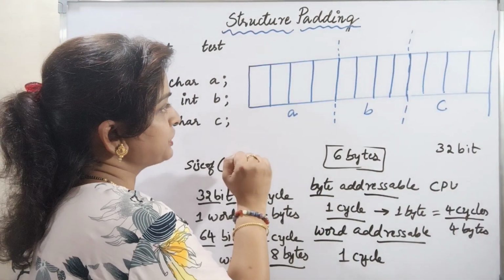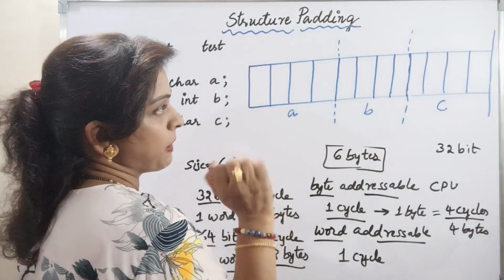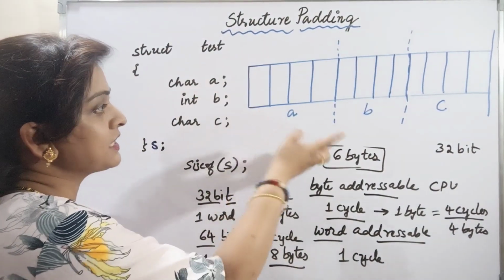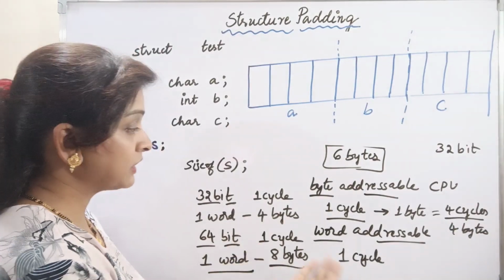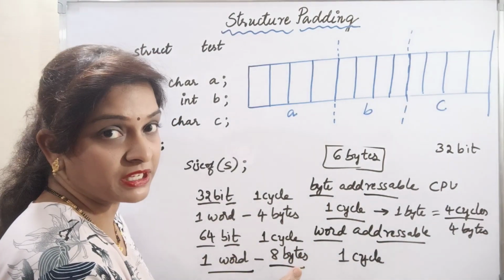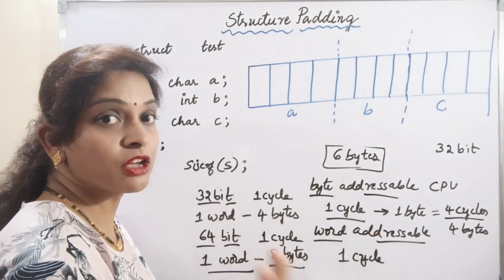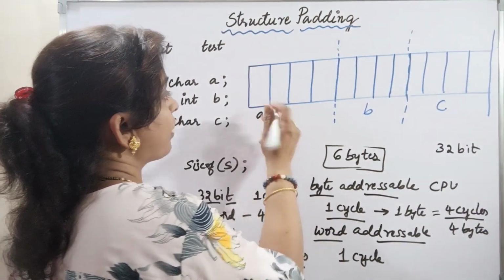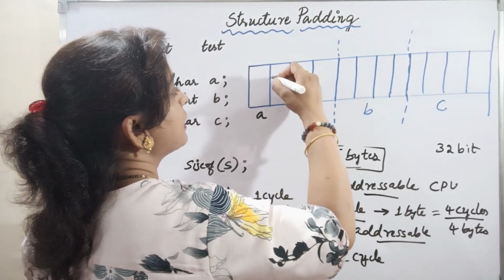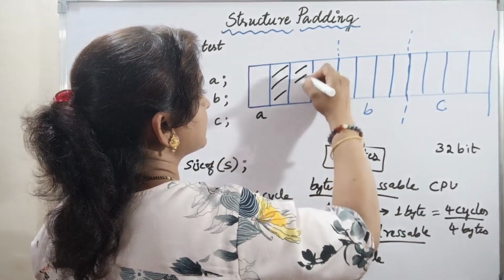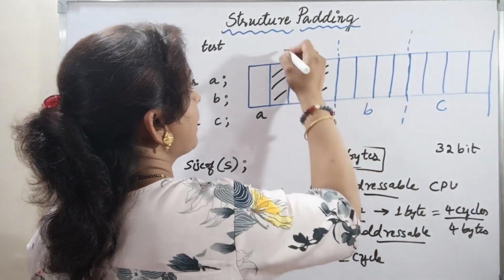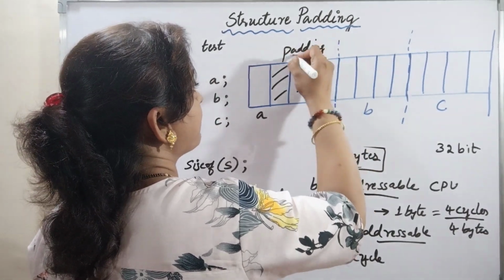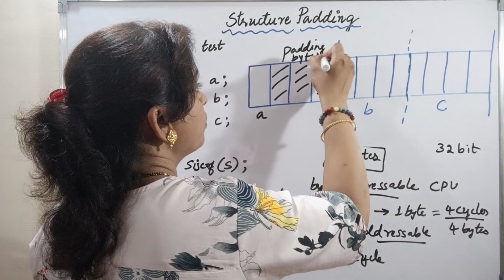So what happens here? Look at this memory representation. When I say it is character, I say it is 1 byte. But it is word addressable, which means I need to say it is 4 bytes. Actually, saying A consumes 1 byte of data, so the remaining 3 bytes will be padded. These are padding bytes. So who is going to fill this?